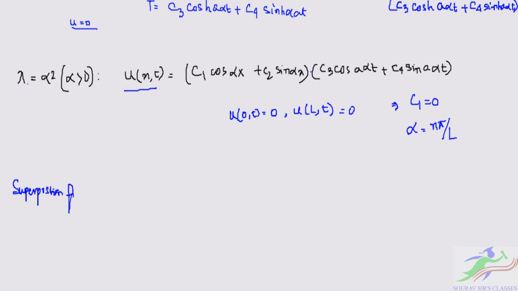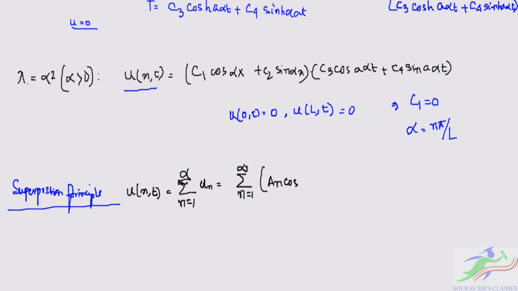u of x,t is equal to the summation of n equal to 1 to infinity of u n, so it is a n cos of alpha n pi t by l plus b n sine of alpha n pi t by l, multiplied by sine of n pi x by l. So that is equation number 2.